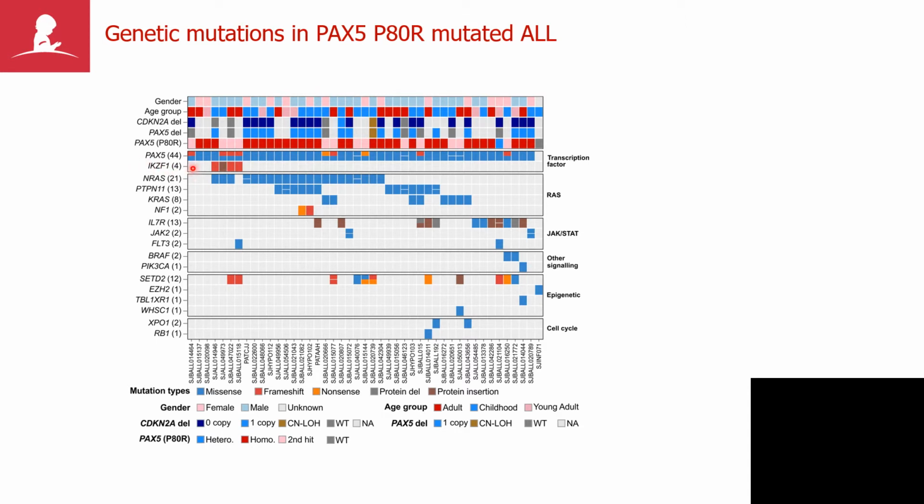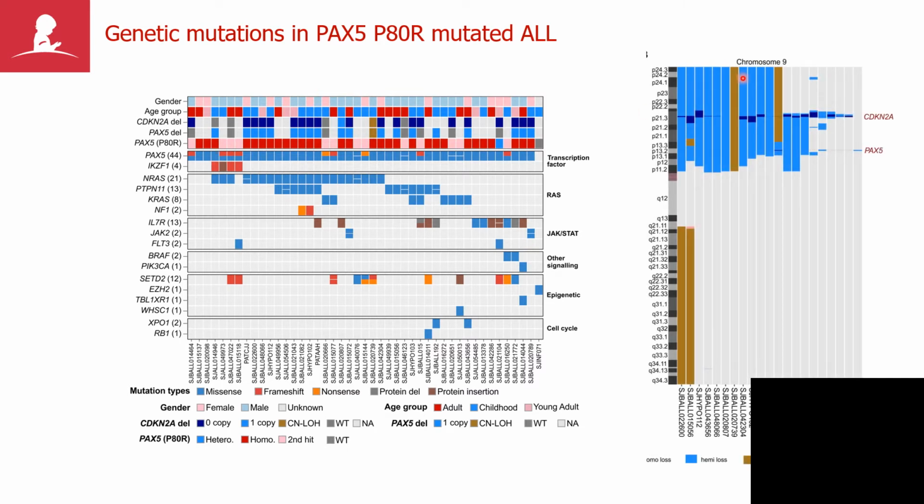All of the cases have the P80R mutation as well as a second alteration of PAX5, either a loss of function frame shift mutation or a deletion of the wild type copy of PAX5, most commonly by either a broad or focal deletion of the PAX5 locus itself. There is quite a high frequency of signaling pathway activation, particularly the RAS pathway, but also activating mutations in the JAK-STAT signaling pathway as well.